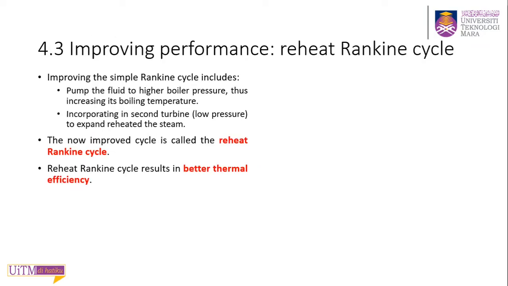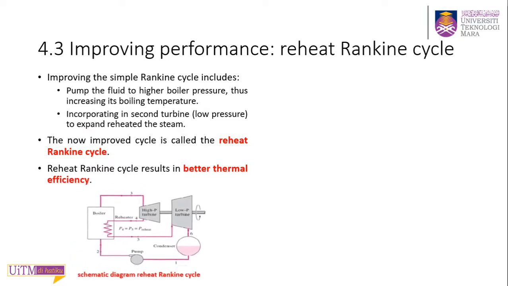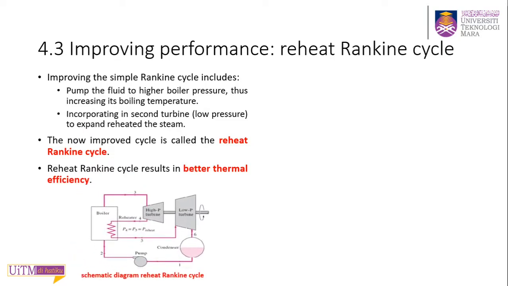To improve the performance of a simple Rankine cycle, number 1 is to pump the fluid to a higher boiler pressure, thus increasing its boiling temperature. Number 2 is to perform a reheating process inside the boiler and to expand the steam inside a low pressure turbine. The schematic diagram for a reheat Rankine cycle is shown in the figure given.